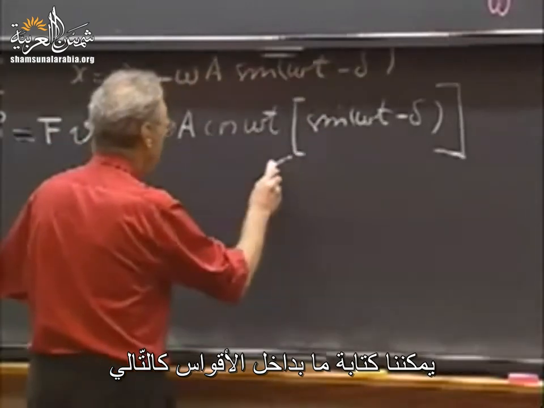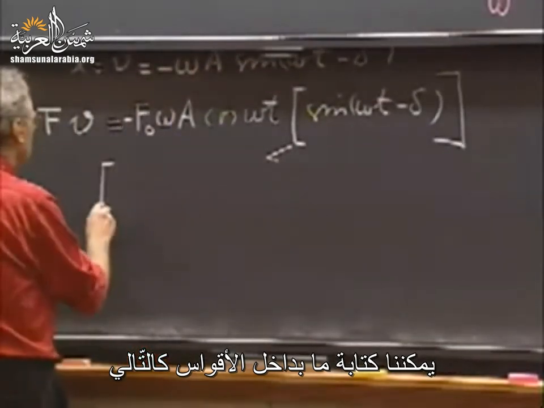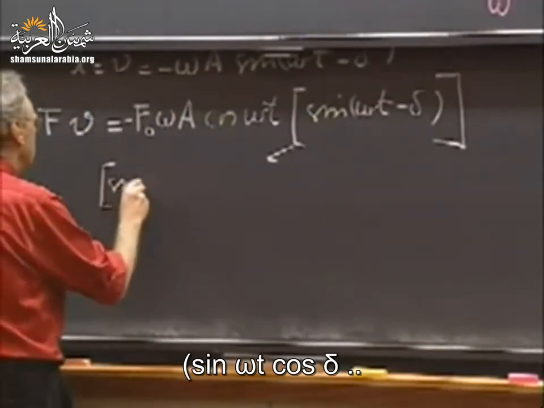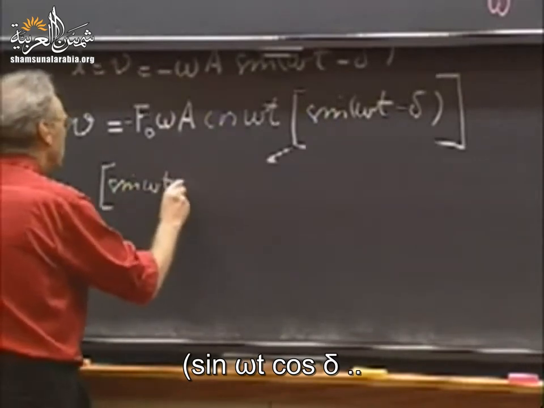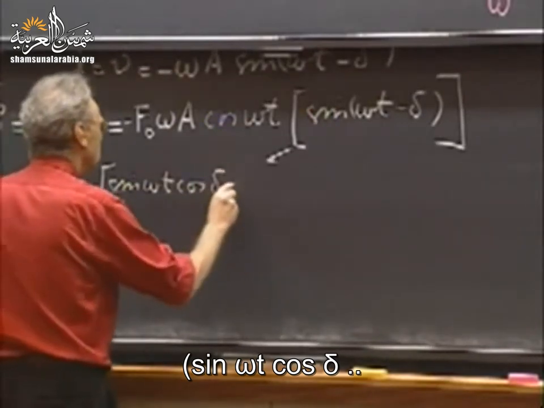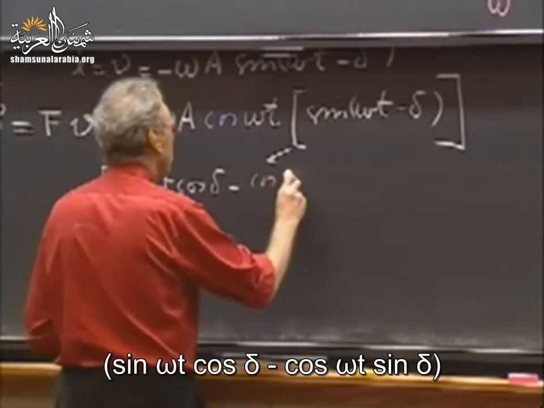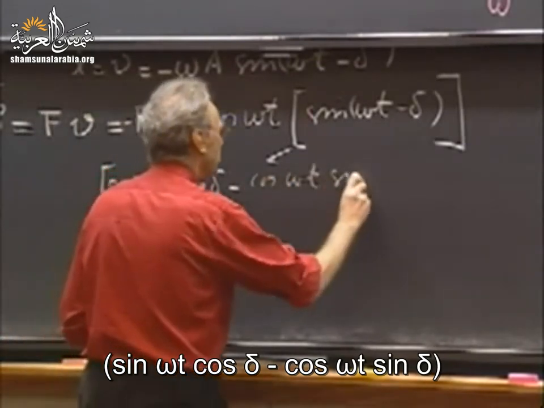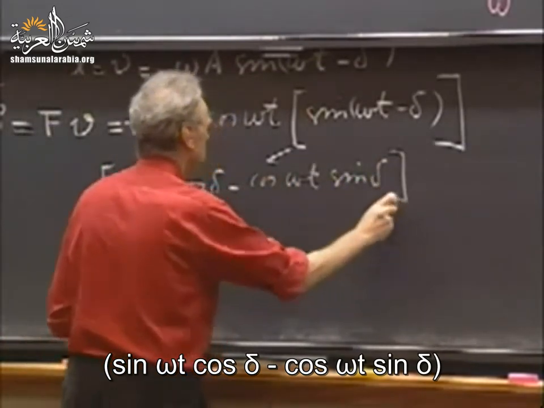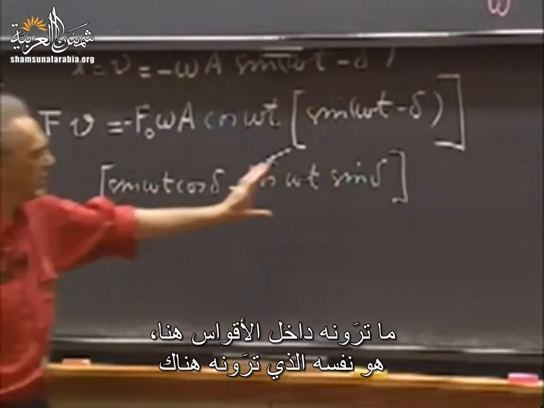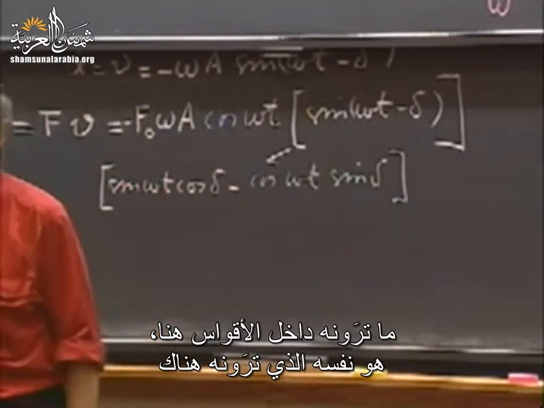Now this, what we have here between brackets, can be written as the sine of omega t cosine delta minus the cosine omega t times the sine of delta. So what you see here between brackets is the same as what you see there.